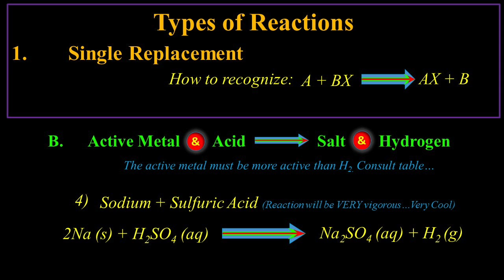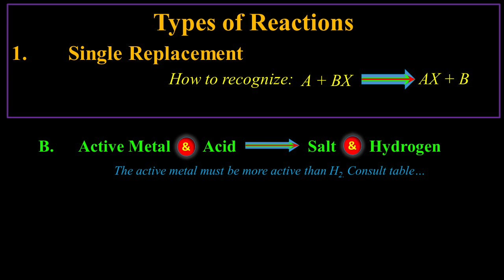So there it is, sodium plus the sulfuric acid. You're kicking out the hydrogen, and you are creating sodium sulfate. Why is it Na2SO4? Because you have +1 sodium and -2 sulfate, and then you have plus the hydrogen and you balance it.